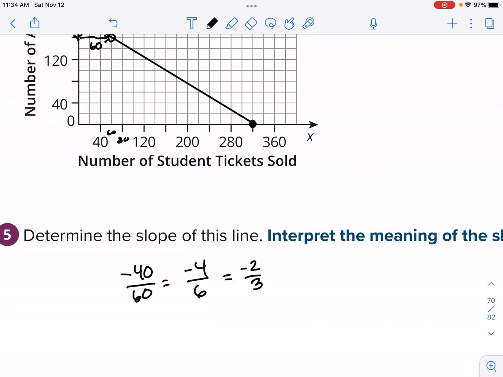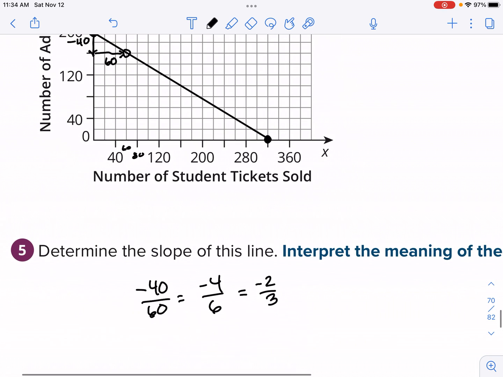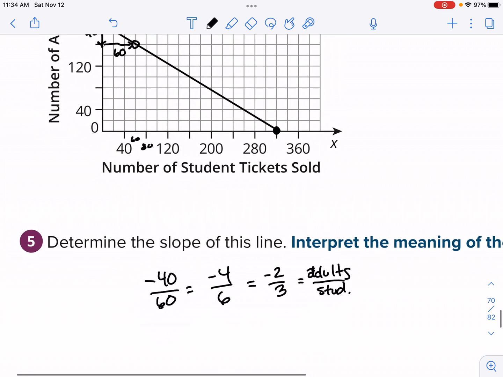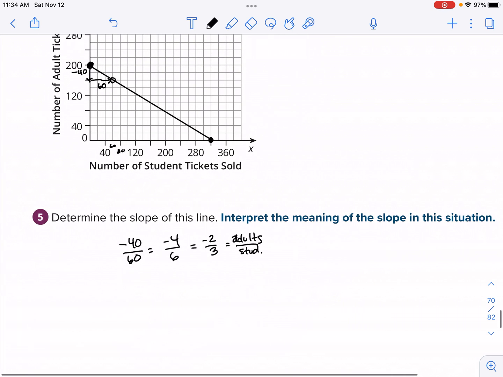Since we have y represented as adults, if you look at the y-axis, it says adults over students. So the number of adult tickets decreases 2 for every 3 students. So what that means is, you could think of 2 parents for every 3 kids going to this event. All right, and then let's go ahead and move on to the next page.